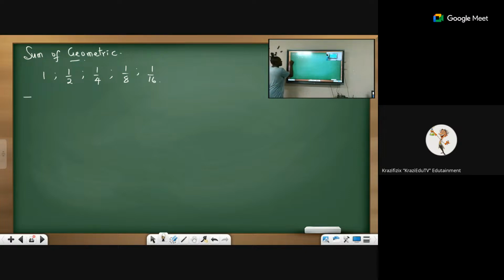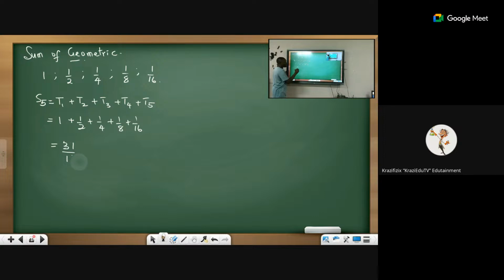Let's stop there. Let's add. What is T1 plus T2 plus T3 plus T4 plus T5 going to be? Let's add, please, which is going to be S5. It's a geometric now. We cannot use arithmetic. 1 plus half plus 1/4 plus 1/8 plus 1/16.